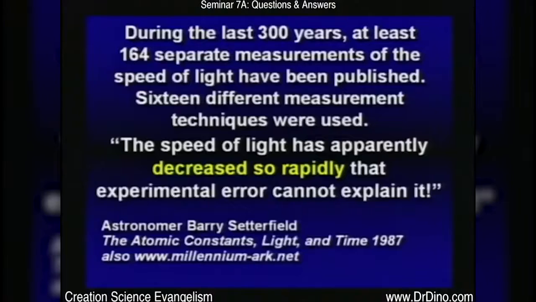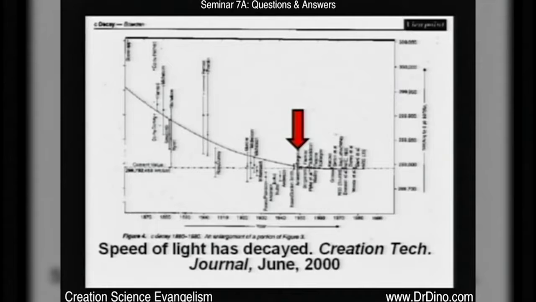Astronomer Barry Setterfield, an Australian government astronomer, said during the last 300 years, 164 measurements of the speed of light have been published using 16 different measurement techniques. The speed of light has apparently decreased so rapidly experimental error cannot explain it. This is a chart showing the decline in the speed of light from the published numbers in the last 150 years. You notice the decline in the chart.